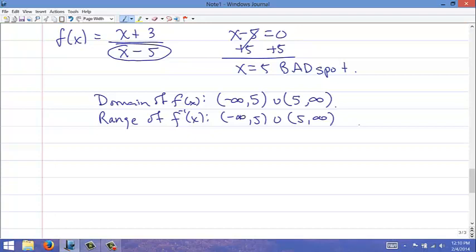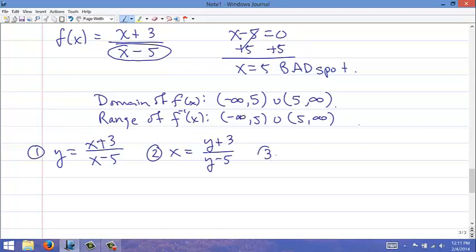So what I'm going to do is find f inverse algebraically like we did in the last problem, and then find its domain using the same technique we did here, and that will allow us to get the range of f for free. So let's find f inverse. First, replace f of x by y. So we get y equals (x plus 3) over (x minus 5). Now switch the y's and x's: x equals (y plus 3) over (y minus 5).